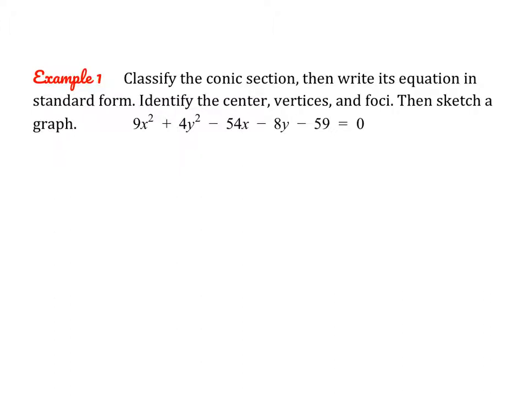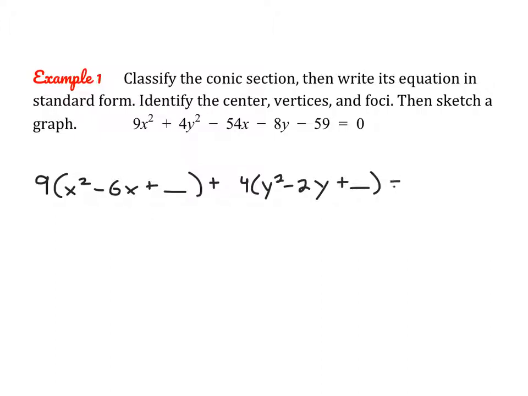So first I'm going to group my x terms, and I'm going to factor out 9, so I'm going to have x squared minus 6x, and I'm going to need to complete that square. And then I'm also going to group my y terms, and I'm going to factor out 4, so minus 2y, and I'm going to need to complete that square. And I'm going to move 59 to the other side.